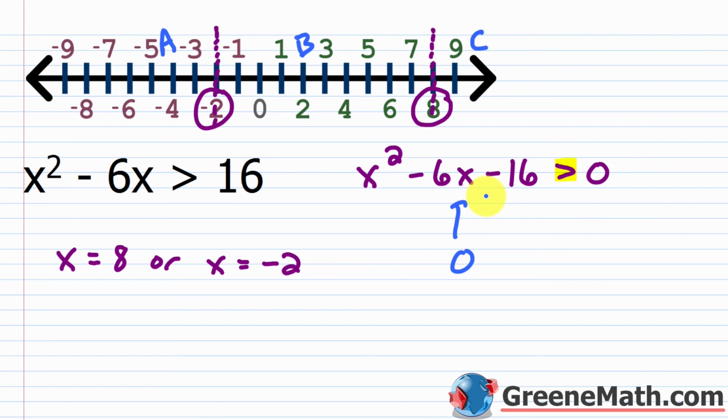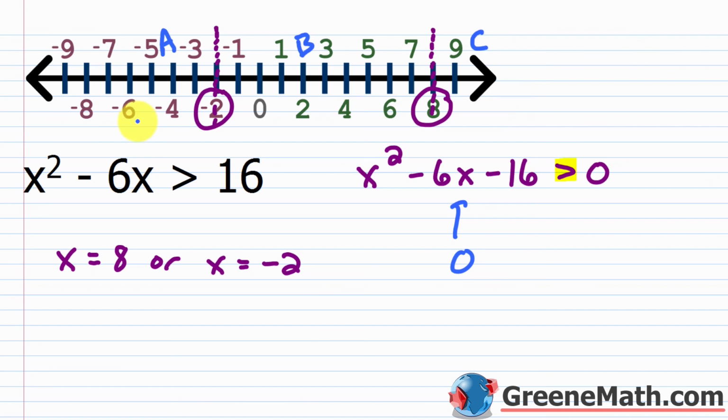So this means that if a number in the interval that we test, so if a number in interval A or a number in interval B or a number in interval C, if a number in one of those intervals satisfies the inequality, then every number in that interval will satisfy the inequality. The reverse is true. If a number in that interval does not satisfy the inequality, then no number in that interval will satisfy the inequality.